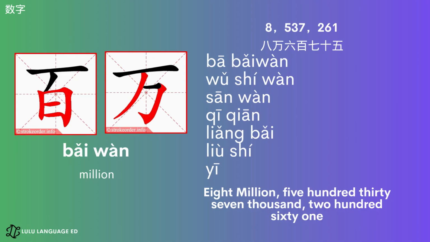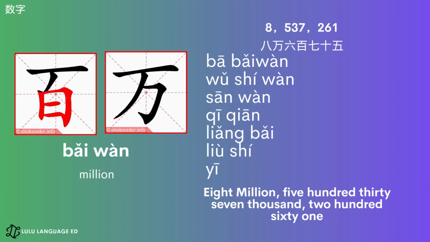Okay, now let's try this example. We want to say 8,537,261. So million is 100,000. So 8 millions or 8 million, 800,000. 5 of 100,000 or 500,000. 50,000. 3 of 10,000, that's 30,000.